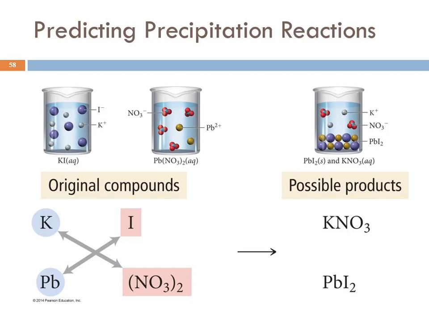One of them is insoluble. How do we know which? We use the solubility rules that we just talked about. So if we look this up in the rules, the first rule is that potassium compounds are always soluble. So this is going to be soluble. Lead iodide, we find down the table a little bit.